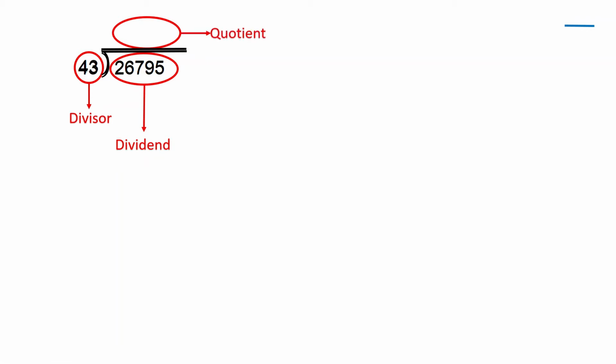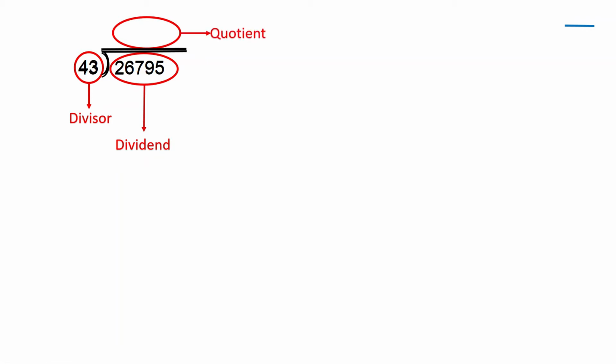Para mas madali nating maintindihan kung paano ito gawin, let's have another example. Pero bago ang lahat, refresh muna tayo sa parts ng division problem. Kasi kailangan alam natin yan para hindi tayo malito sa pag-solve using the new method. Sa example natin, 26,795 divided by 43. So, yung 43 natin, yan ang divisor. Yung 26,795, yan ang dividend natin. At tapos, yung answer na makukuha natin sa itaas, yan ang tinatawag na quotient.